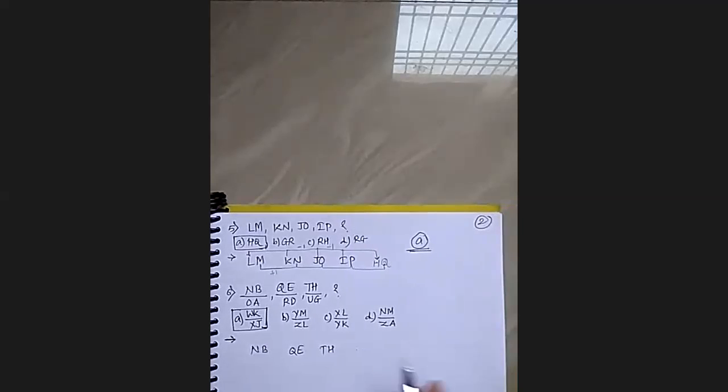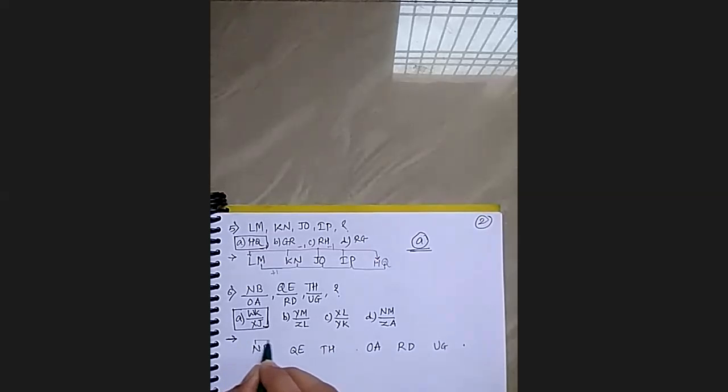And again, here I will write now the denominator OA, RD, UG, and here will be the answer. So you have to find out the relationship in between the letters. So N, Q, T, and the next one will generate your first letter of the answer, right? So N plus Q or N minus Q. So here it is N plus Q.